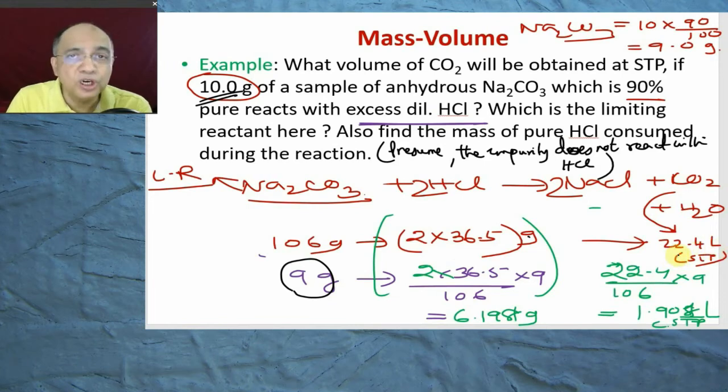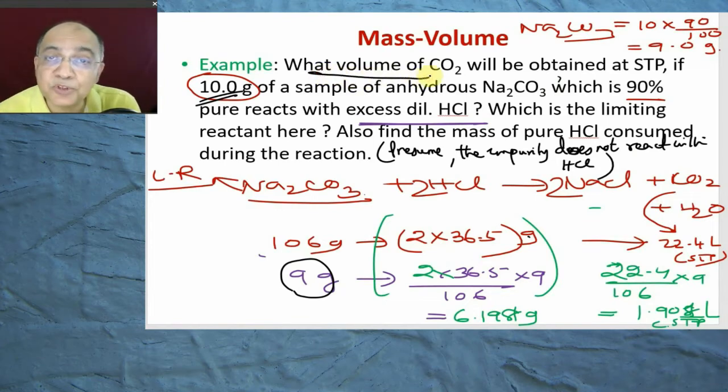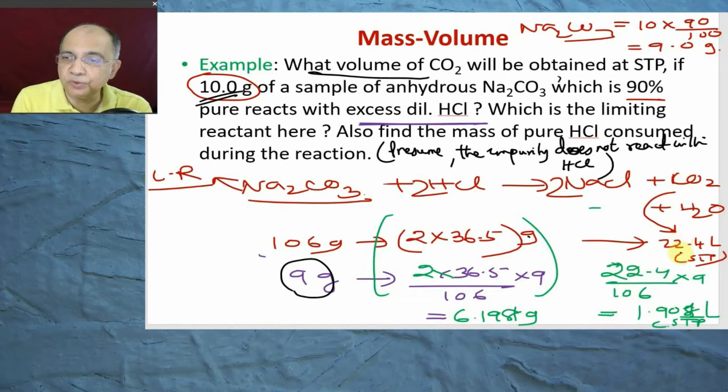Why did I write 22.4 liters? Because it is asking about what volume. What kind of volume is this? I told you there are two types of volumes in stoichiometry. One is the gaseous volume, the other one is the liquid solution volume. Don't confuse one with the other. So here it is a pure gas, no solution. So this volume is gaseous volume. Therefore I wrote 22.4 liters at STP corresponds to 1 mole. Here the coefficient is 1.